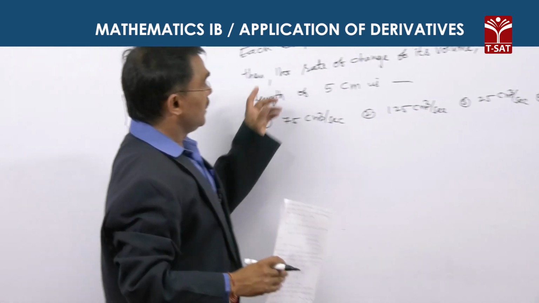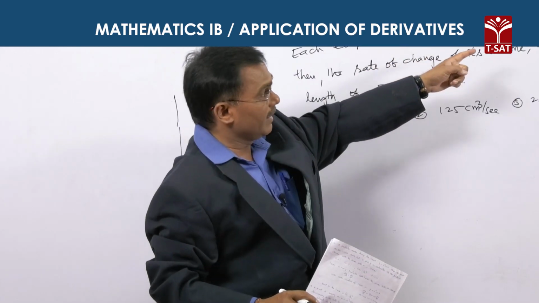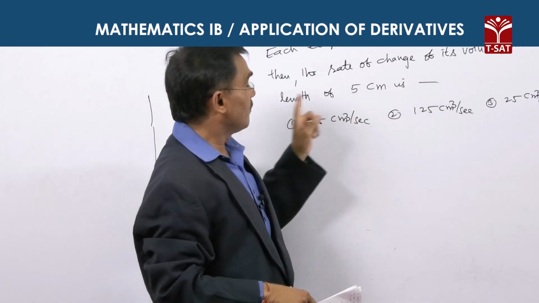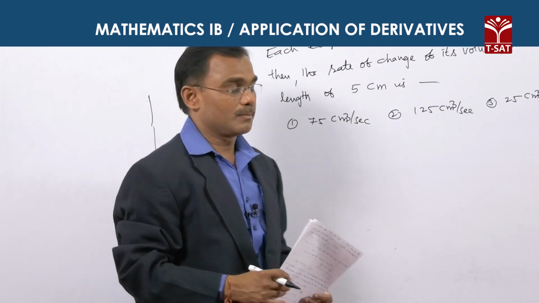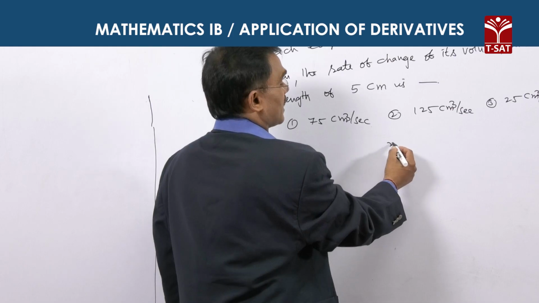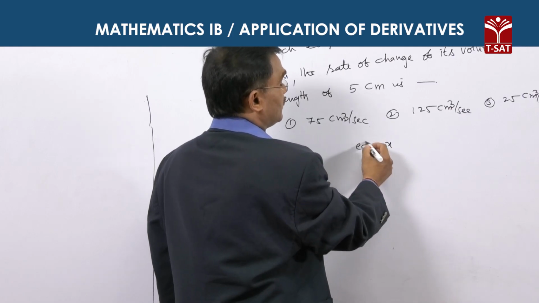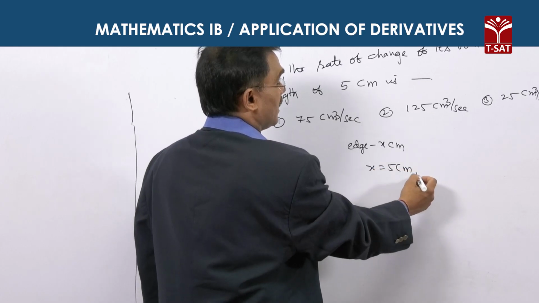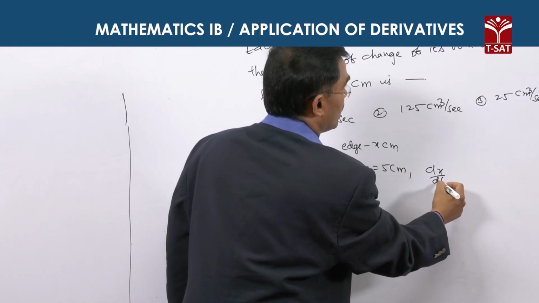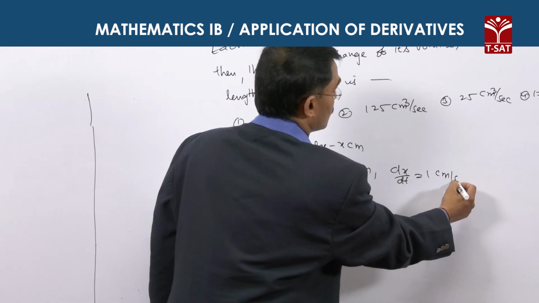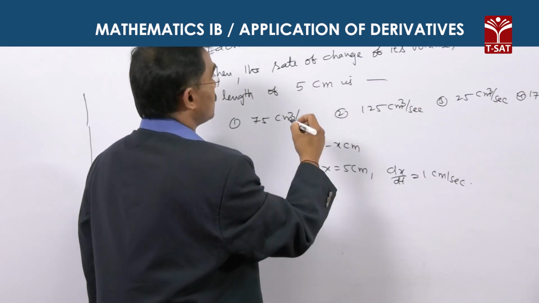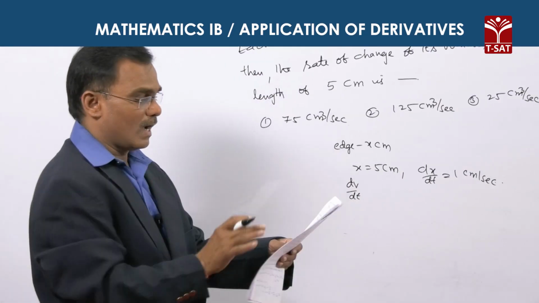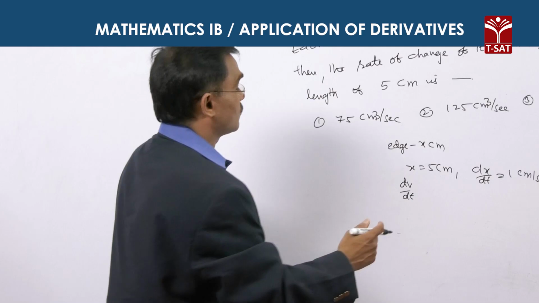So each edge of a cube is expanding at the rate of 1 centimeter per second. Then the rate of change of its volume when each edge is 5 centimeters. Suppose the edge of the cube is x, right, edge of the cube is x centimeters. So given x is equal to 5 centimeters and the rate of change dx by dt is 1 centimeter per second. Right. So what is asked is the rate of change in its volume.